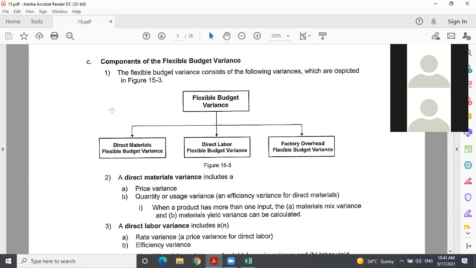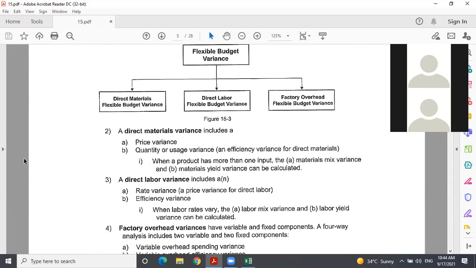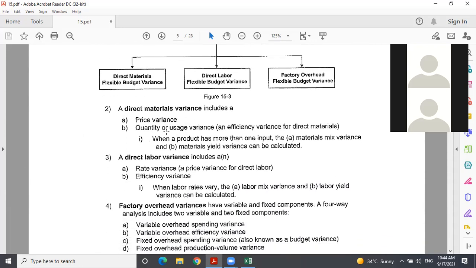Components of flexible budget variance: direct material flexible budget variance, direct labor flexible budget variance, or factory overhead flexible budget variance. Coming to direct material variance, it can include price variance and quantity variance.